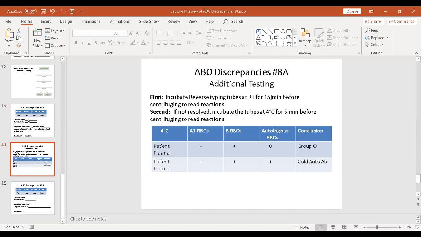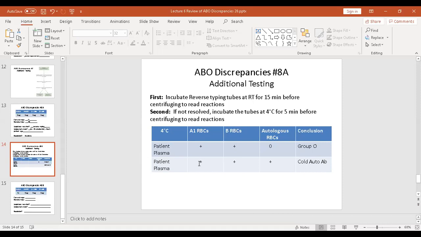If incubating at room temperature doesn't bring out these antibodies, we could take the tubes and incubate them at 4 degrees. It's basically taking the tubes and putting them in the refrigerator for 5 minutes and then centrifuging them to read reactions. What we see here, after 4 degrees C incubation, is a positive reaction with our A1 red cells, a positive reaction with our B red cells, and nothing with the patient's own red cells. It's going to confirm that this patient truly is a group O patient.